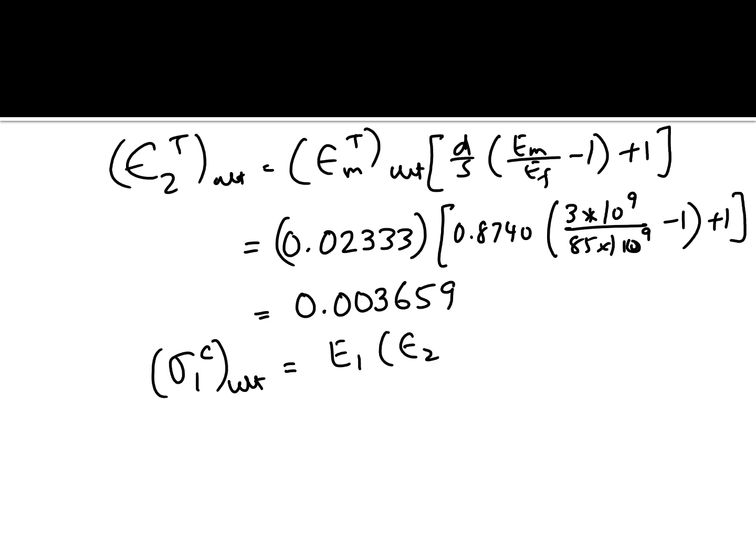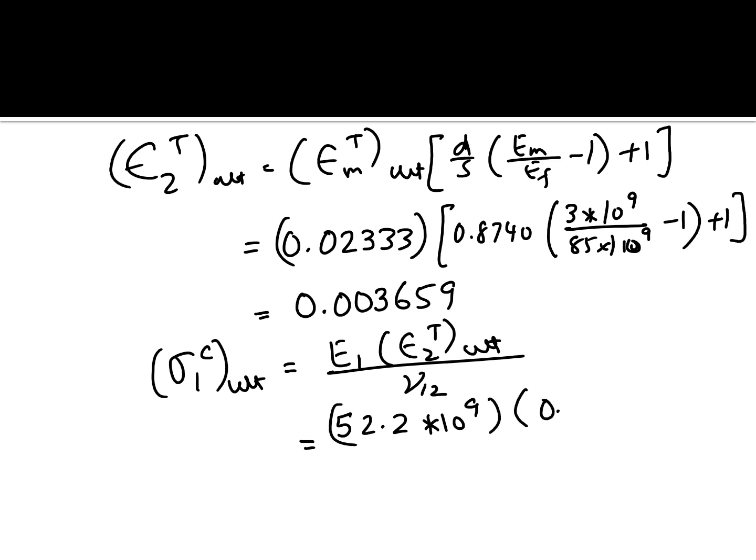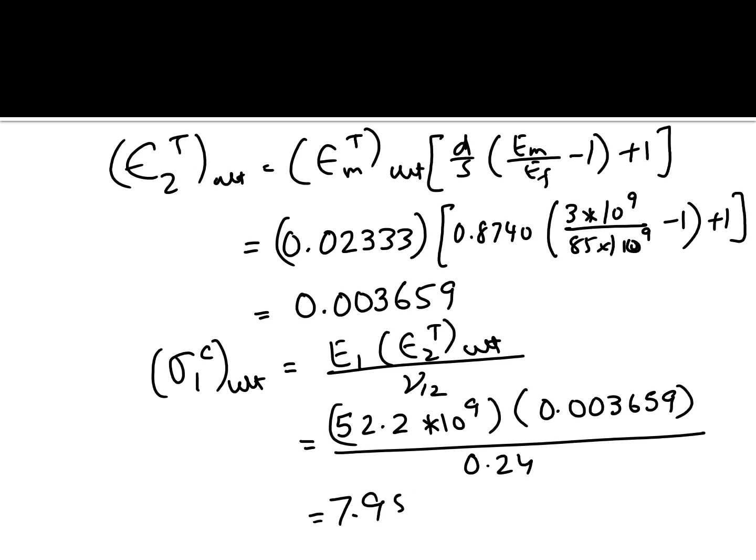So the sigma 1c ultimate is then given by this formula. And we have calculated all these numbers before. This is 52.2 gigapascals. Epsilon 2t ultimate we just calculated. And nu 12 is 0.24. And this number here turns out to be these many pascals. So the first mode of failure is giving you the answer as 795.8 megapascals.